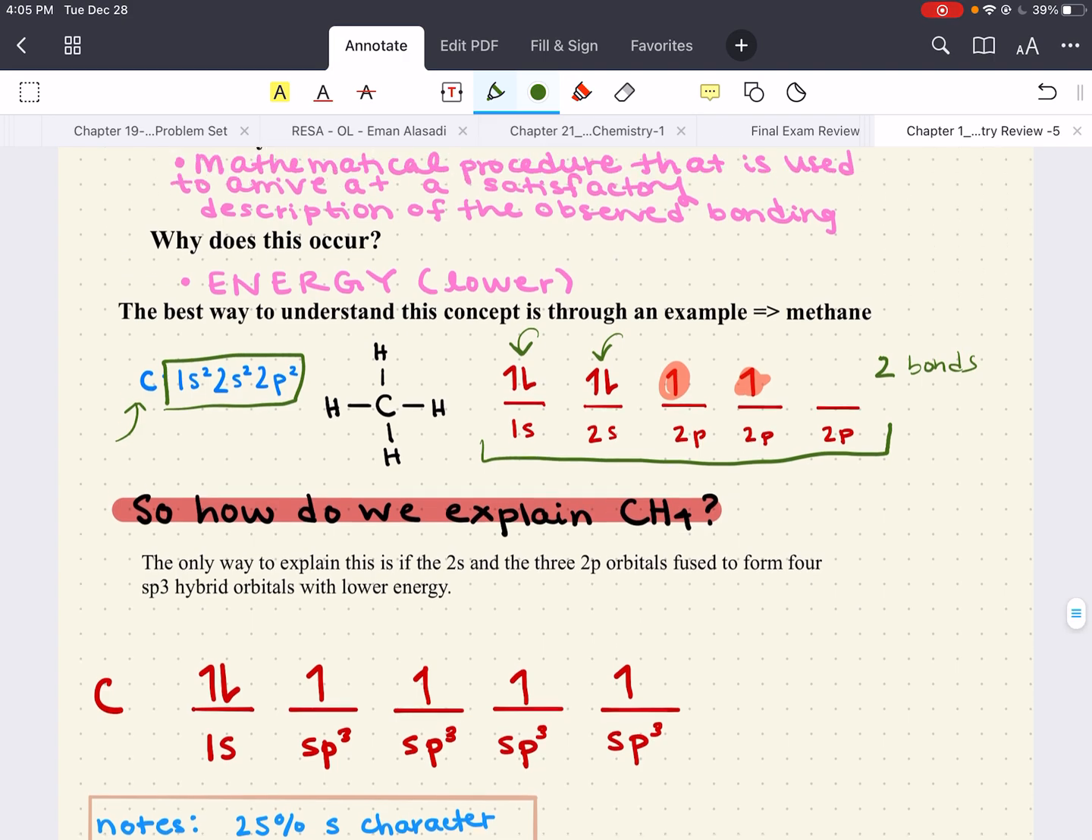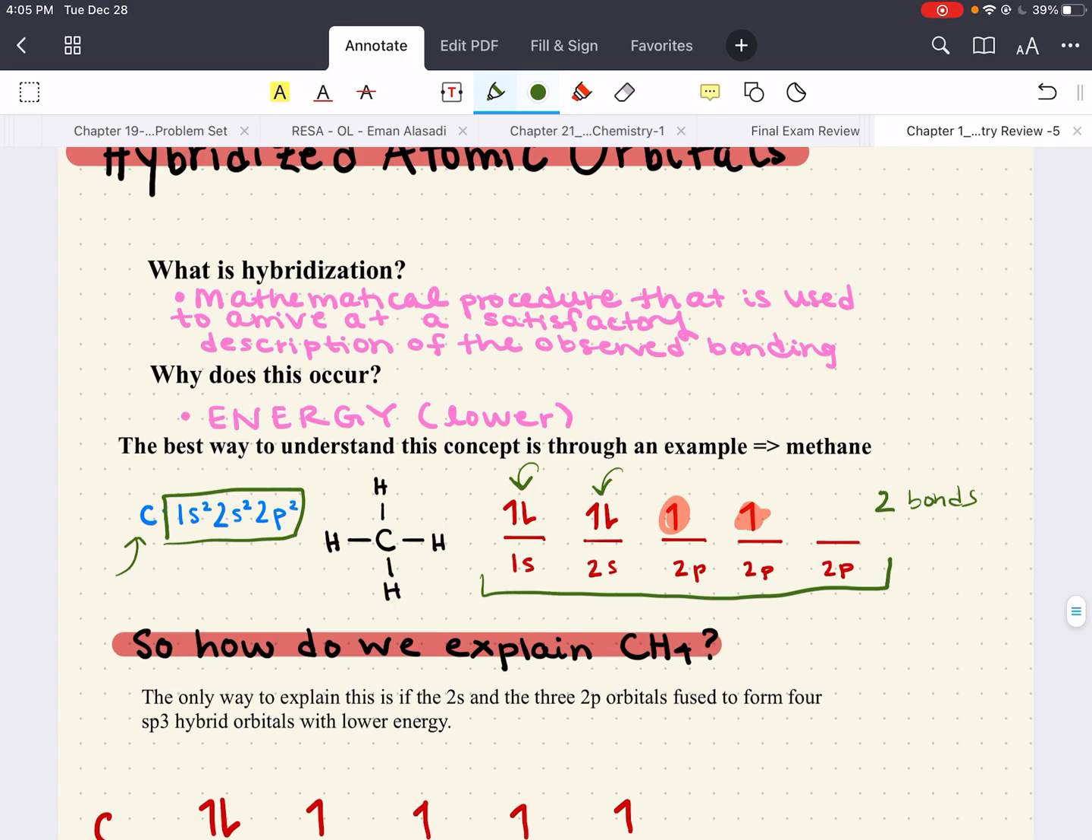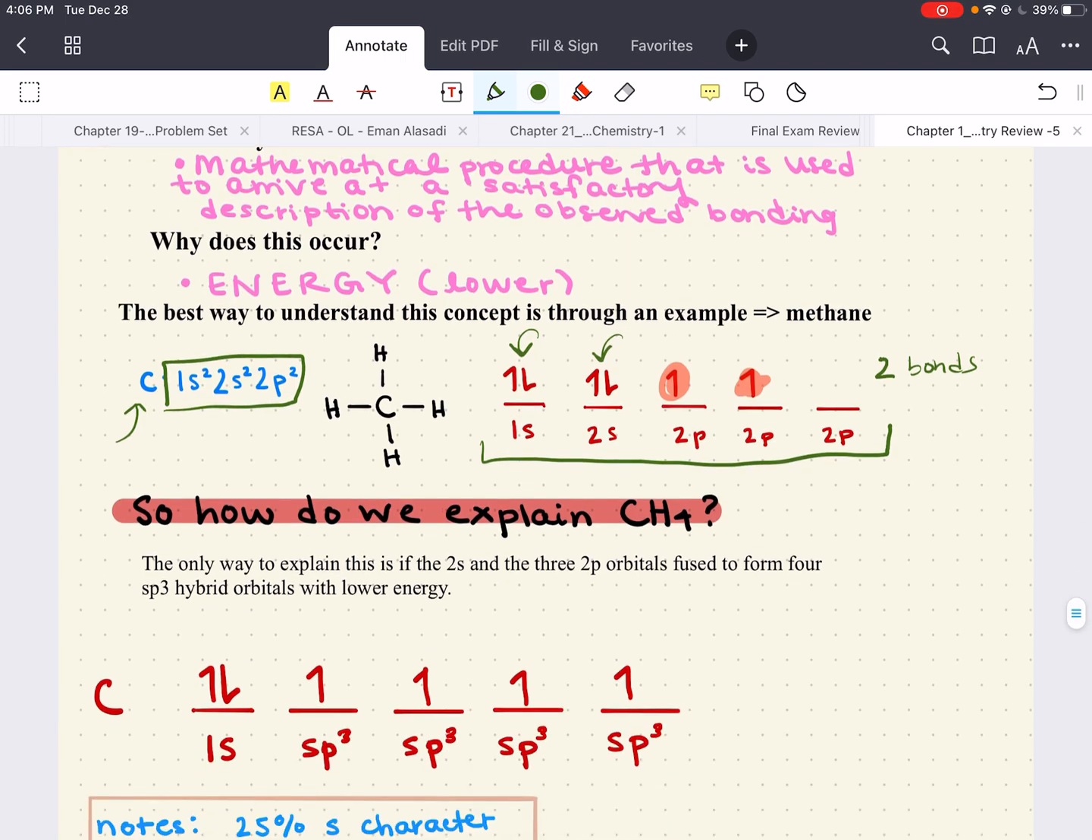This is where the idea of hybridization and hybridized atomic orbitals comes into place to fix this limitation. Hybridization is a mathematical procedure that is used to arrive at a satisfactory description of the observed bonding. Based on the way we drew the atomic orbitals of carbon, there are only 2 unpaired electrons, so carbon would only form 2 bonds. But that's not the case. Carbon actually forms 4 bonds. So we're going to understand what hybridized atomic orbitals look like for single bonds, double bonds, and triple bonds.